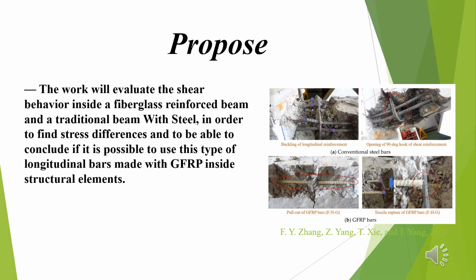In the images, you can see in the first part a traditional column and traditional beam with the use of steel. And in the second part, you can see the difference with the use of bars of GFRP. This is a comparison of the traditional material and the new, alternative materials. And this is the idea: evaluate if it's possible to use this type of longitudinal bars in construction.